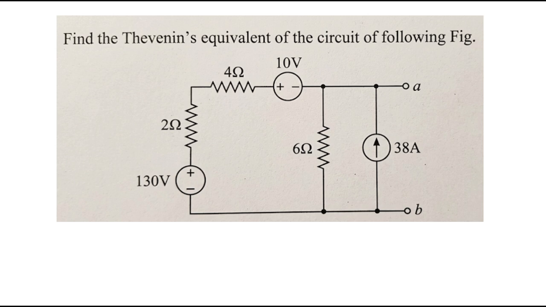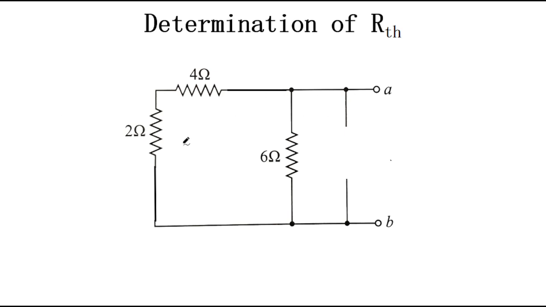So the resulting circuit will be like this one. Here the voltage sources are short circuited and the current sources are open circuited. The resistance between the points A and B will be equal to RTH. So RAB: the 4 ohm and 2 ohm resistances are connected in series, and this combination is connected in parallel with the 6 ohm.